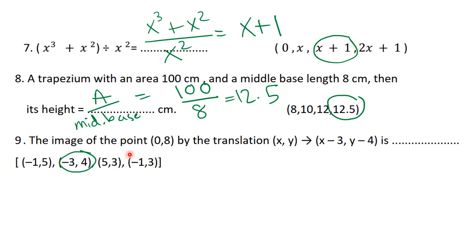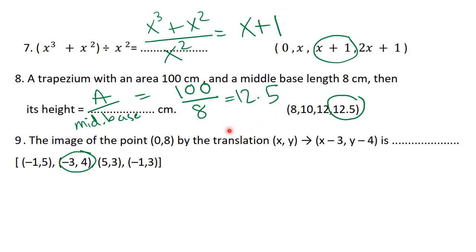In question 8, a trapezium with an area of 100 and a middle base of 8 centimeters, then its height equals? We already know that the area of a trapezium equals middle base times height, so now we can say that the height equals area over middle base. So it is 100 divided by 8, which is equal to 12.5.